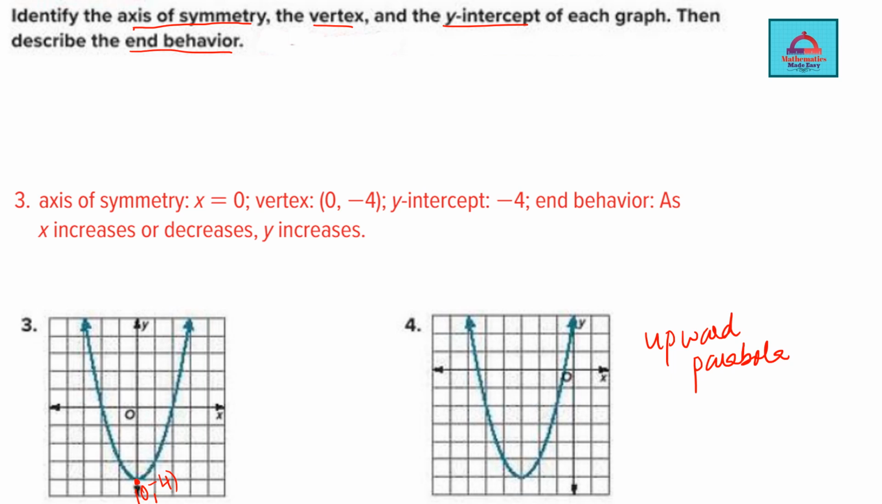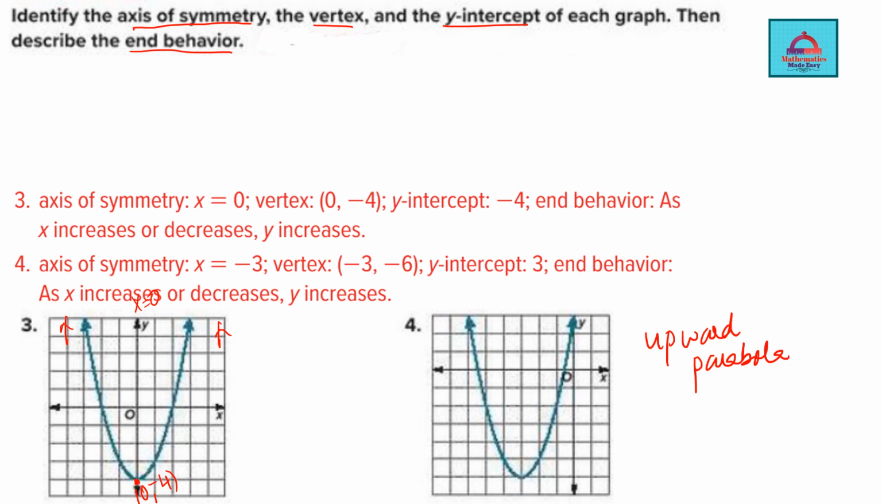Your y-axis is still the axis of symmetry, so x equal to 0. The graph increases up on both sides, so as x increases or decreases, y still increases. For question 4, the axis of symmetry is x equal to minus 3. How do you get to know? Because this vertex is minus 3 comma minus 6. So this line which I drew divides the parabola into equal parts.